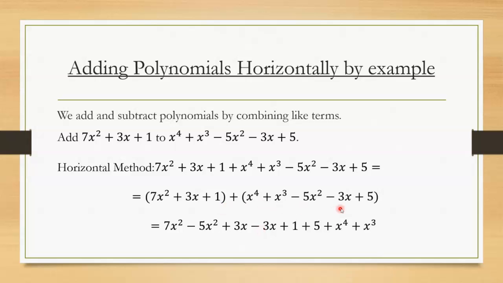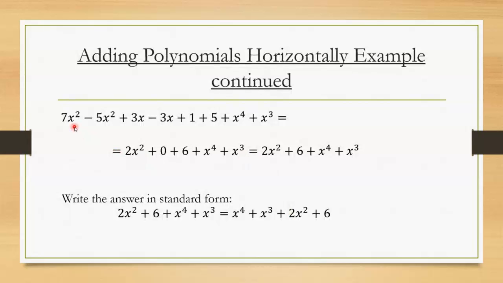Are there any constant terms? Oh, we have 5. 1 plus 5, good. Now what's left over? Well, the only terms we didn't use are x to the 4 and x cubed. Let's leave them here. In other words, you can't combine these two with anything. And now we just combine the like terms together. That's what we do next.